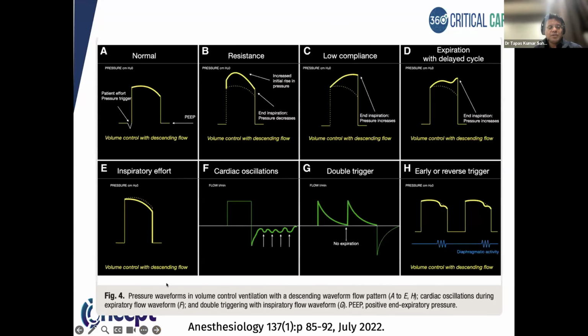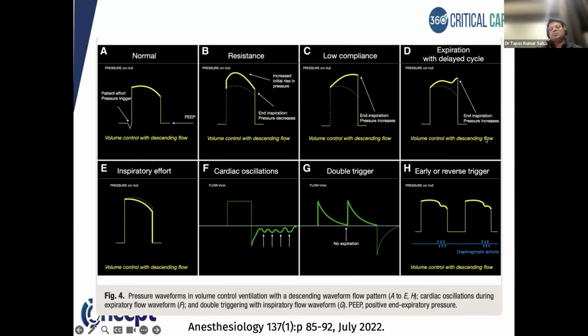Okay. Now, this is something on pressure waveform, volume control and some of the other things that you need to remember. This is the resistance thing I have already told. Compliance thing I have already told. This is the expiration with delayed cycle. It should normally be at this point, but it is taking a lot of time here.